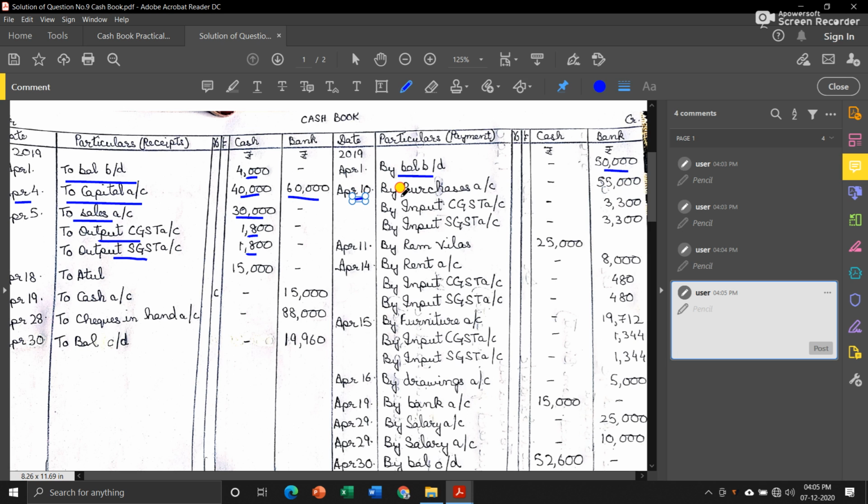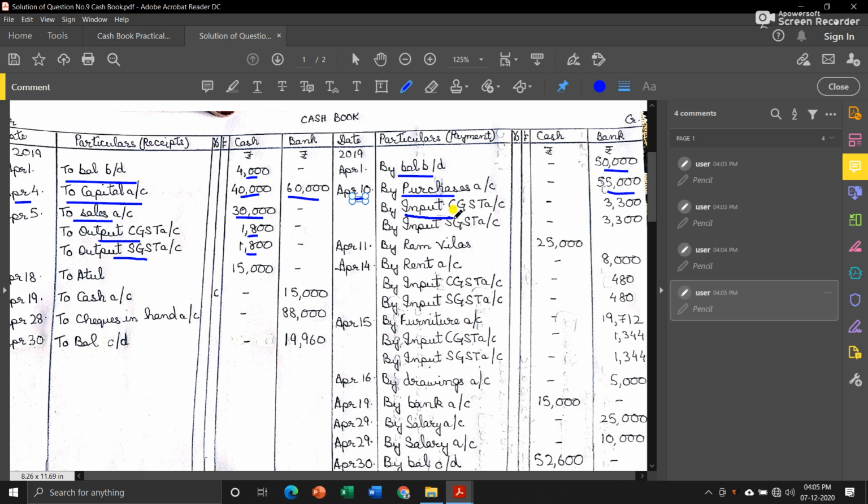So on April 10, we will write by purchases 55,000 as given in the question. Then by input CGST and input SGST, we have to calculate 6% of 55,000, that is 3,300 for each of the two GSTs. Now you have to remember, if we had made a cash payment, then we would record purchases as well as CGST and SGST in the cash column. But in this transaction, they have mentioned that we made payment by cheque, so we wrote the CGST and SGST amounts in the bank column as well.